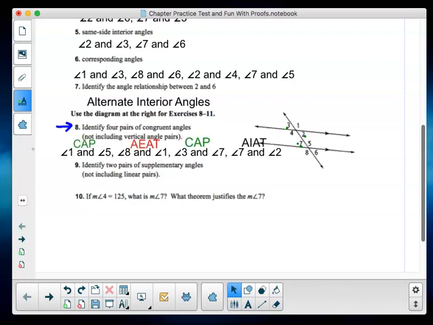when I'm doing them. You probably came up with other ones, but remember, it has to make sense with corresponding angles, alternate interior, alternate exterior, same, and they can't be same side because they wouldn't be congruent.